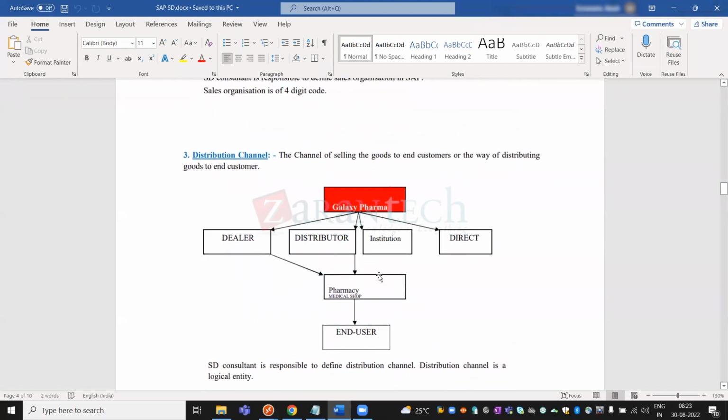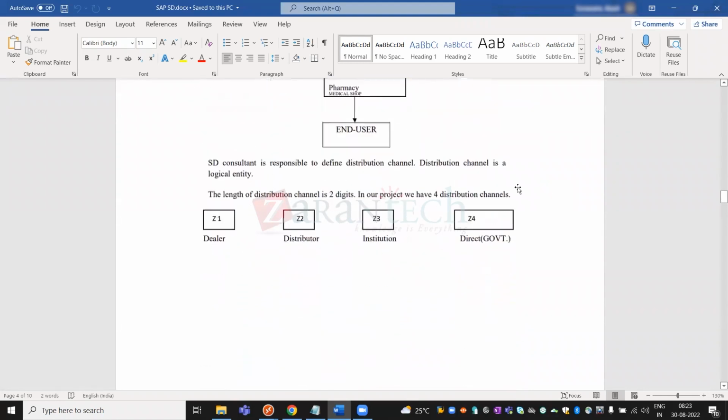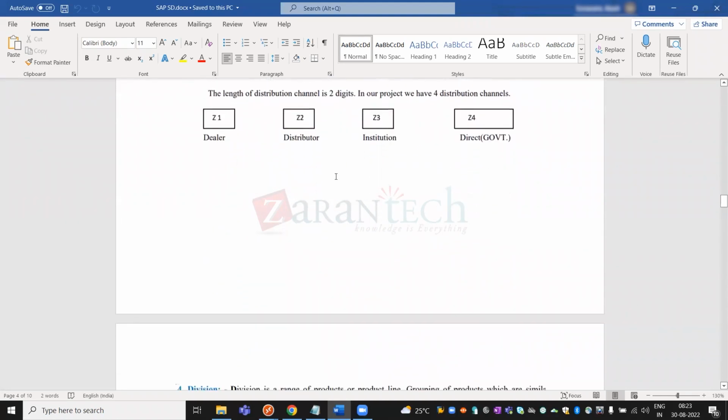Yeah. Suppose I give you another example from this. Suppose we take mobiles. You need to buy some mobile, so you can buy it from dealers, or from a distributor, or online also. Your requirement is that you need to buy a mobile, so you have different options, which are called the distribution channels. It is basically a 2-digit code.